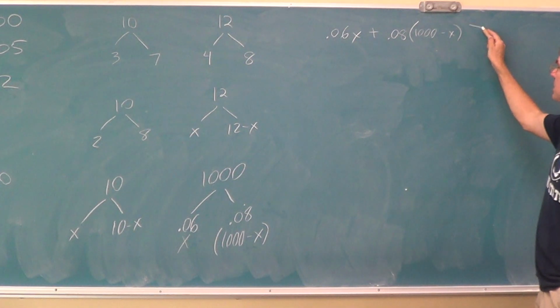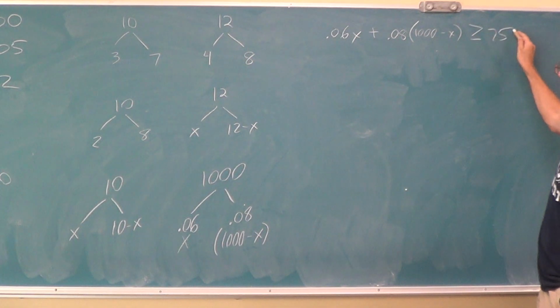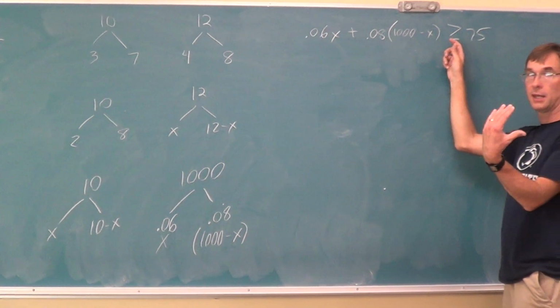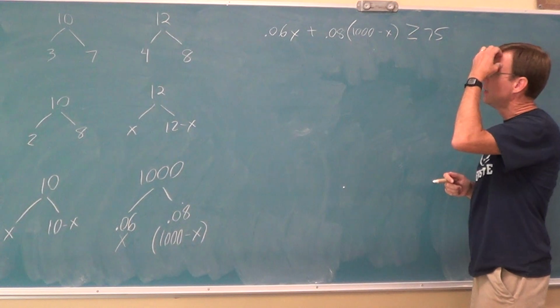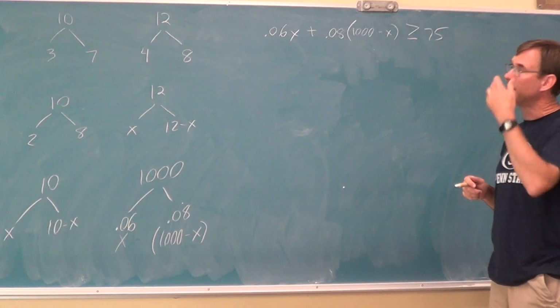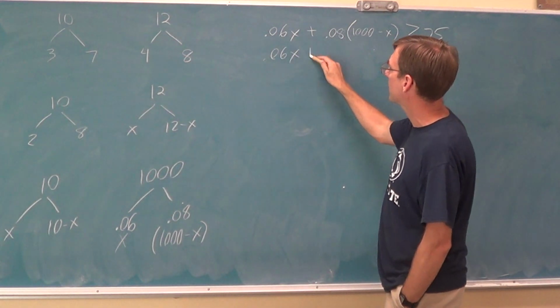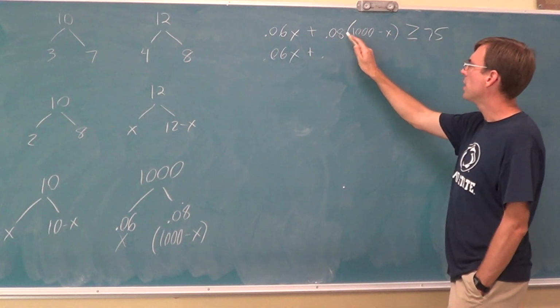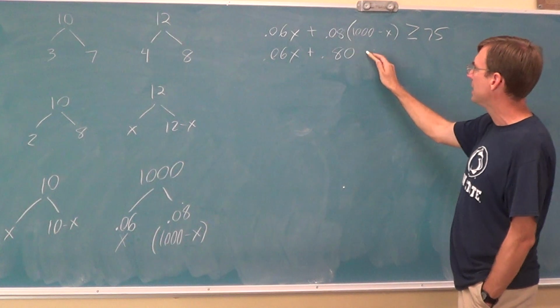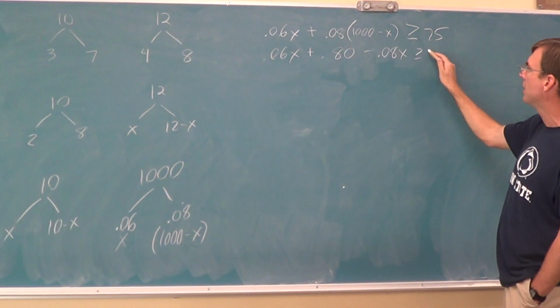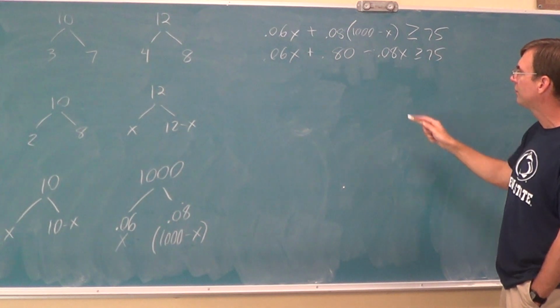At least means it's greater than or equal to 75. At least is always this symbol, at most is always less than or equal to. This is going to take a little more work to solve than the other ones did. We're going to have to distribute. So 0.06x plus 0.08 times 1,000 is 80, minus 0.08x, greater than or equal to 75.